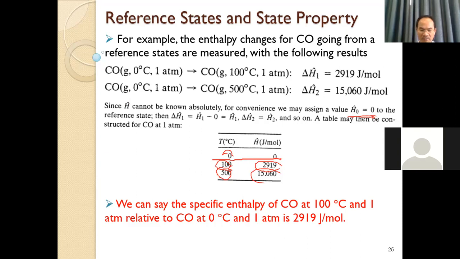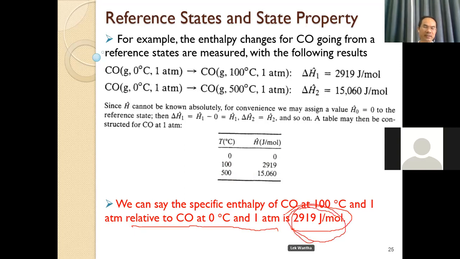Here delta S1 equals S1 minus S0, which equals S1 because S0 equals 0. Also delta S2 equals S2 because S0 equals 0. So we can read it as the specific entropy of CO at 100 Celsius, 1 atm relative to CO at 0 Celsius, 1 atm equal to this value. This value is the entropy at 100 relative to 0 Celsius. So this is the reference state.